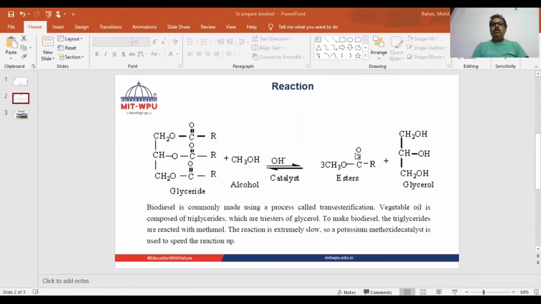biodiesel is formed. So biodiesel is biorenewable, biodiesel is carbon neutral. Plants use the same amount of CO2 to make the oil that is released when the fuel is burned. Biodiesel is rapidly biodegradable and completely non-toxic. Biodiesel has a higher flash point than petroleum diesel, making it safer in the event of a crash.